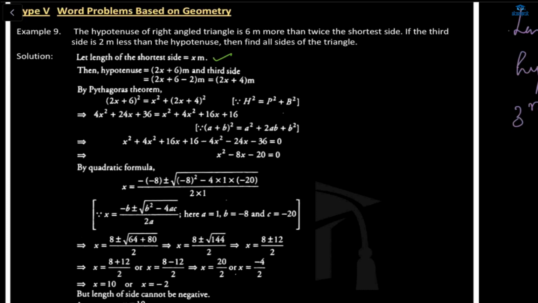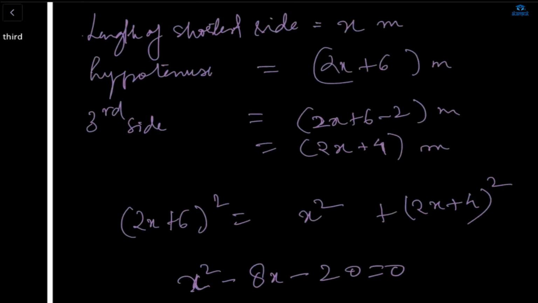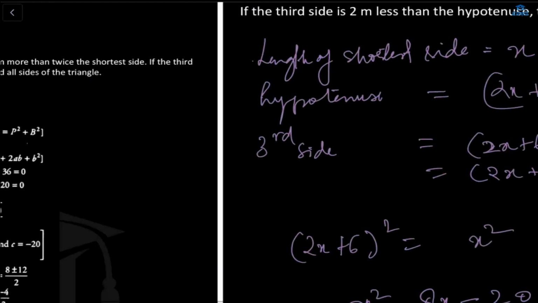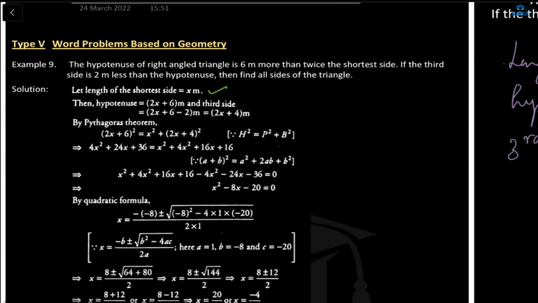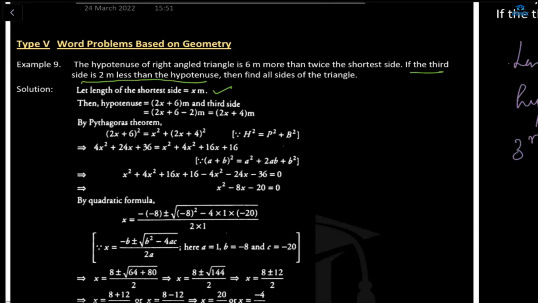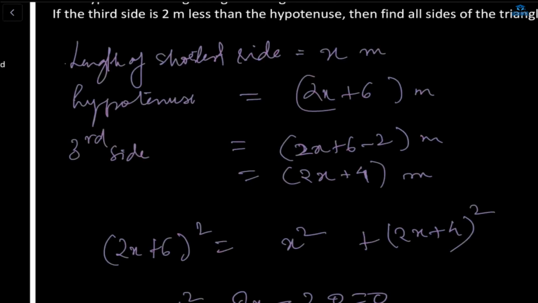So the hypotenuse of the right angle triangle will be what? 6 meter more than twice the shortest side. So what will be twice the shortest side? 2x, and 6 meter more. So 2x plus 6 will be the size of your hypotenuse. And the third side is 2 less. See here, the third side is 2 less than the hypotenuse. We have got the hypotenuse as 2x plus 6, minus 2, so we get the third side as 2x plus 4.